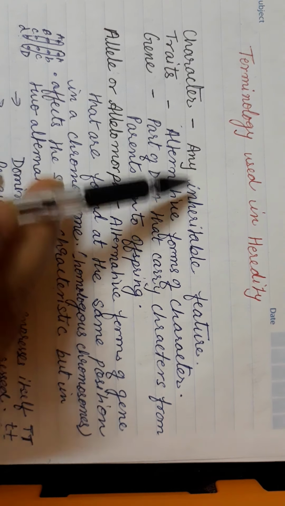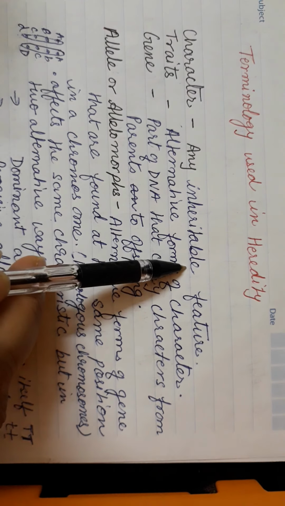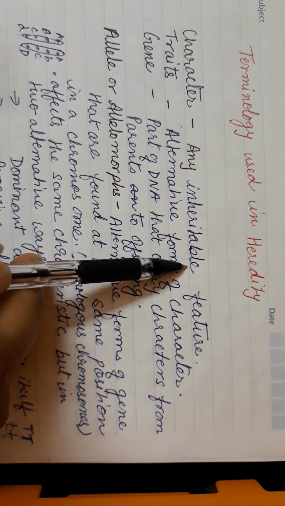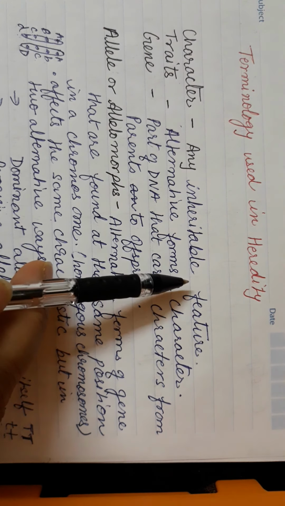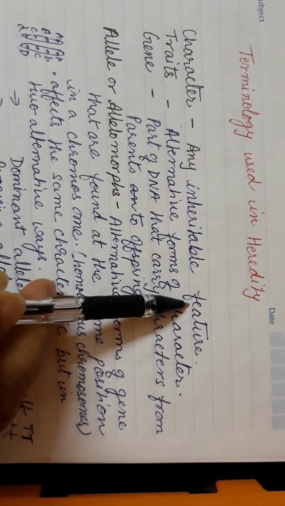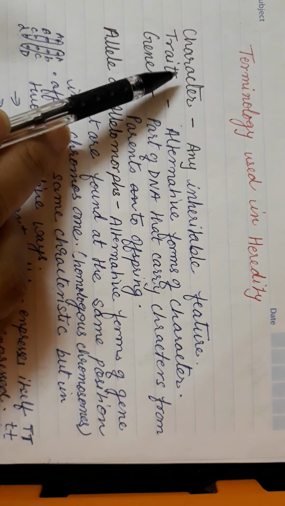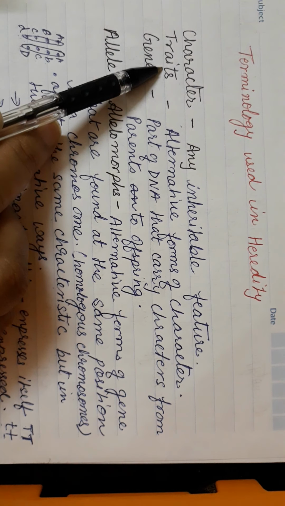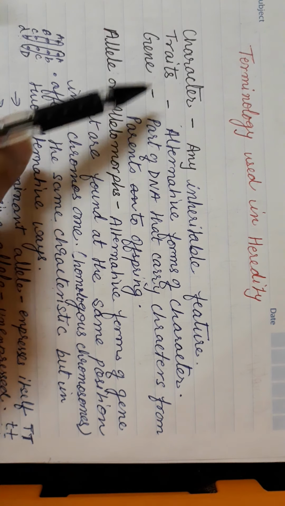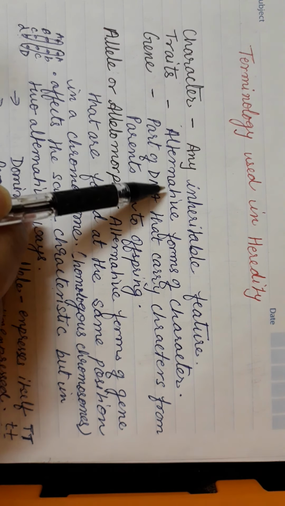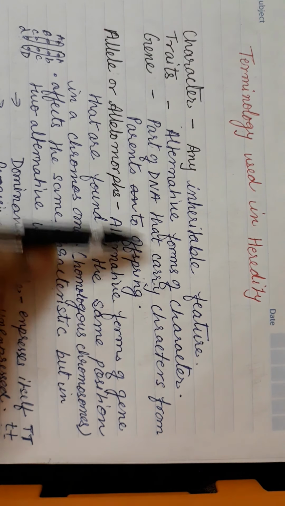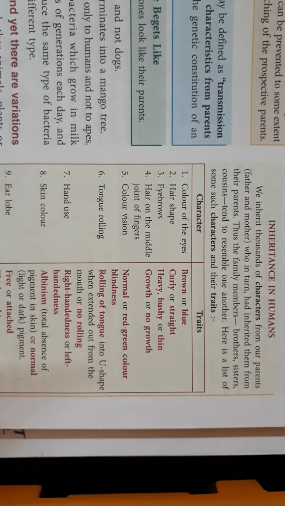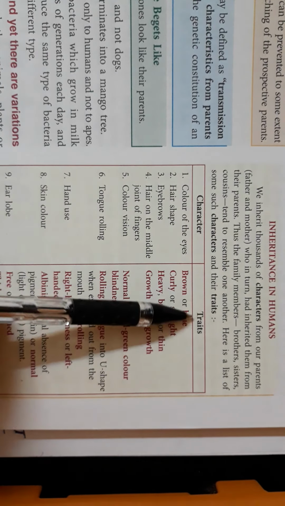A character is any inheritable feature. Any inheritable feature means the features which can be easily transferred from the parents to the offspring. Now the related term to character is trait. Traits are the alternative forms of a character. To understand this better, we have these examples of characters and traits.